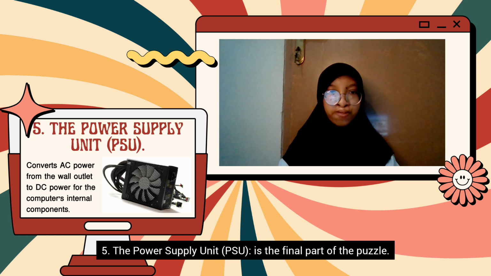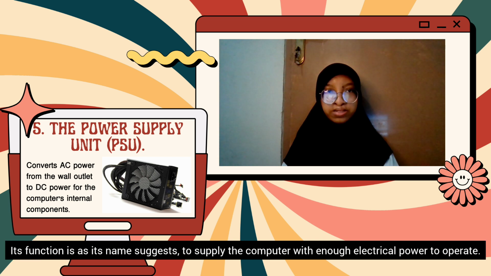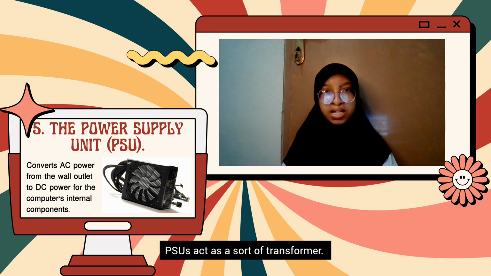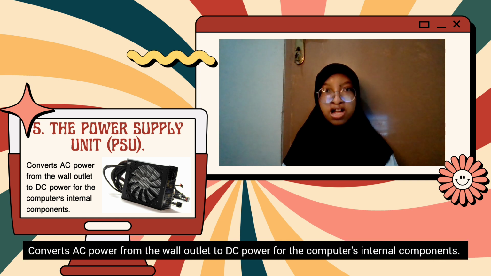5. The power supply unit, PSU, is the final part of the puzzle. Its function is, as the name suggests, to supply the computer with enough electrical power to operate. PSUs act as a sort of transformer, converting AC power from the wall outlet to DC power for the computer's internal components.